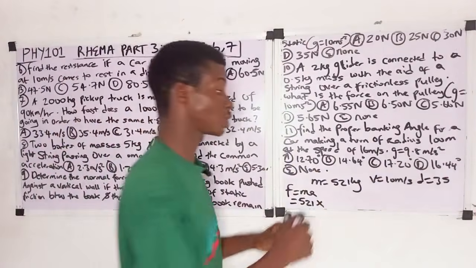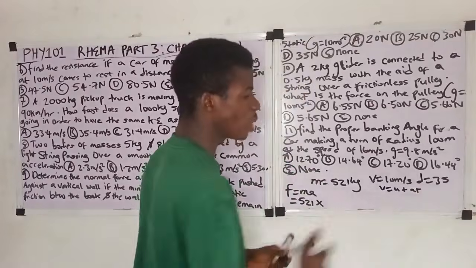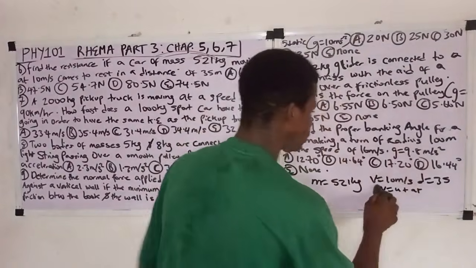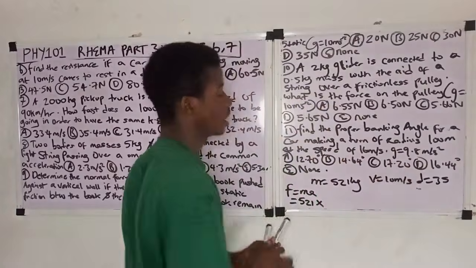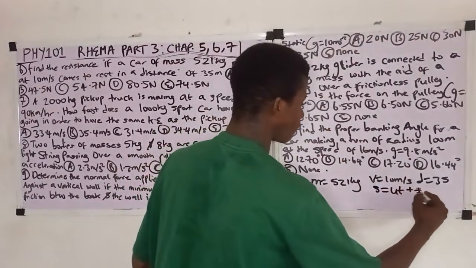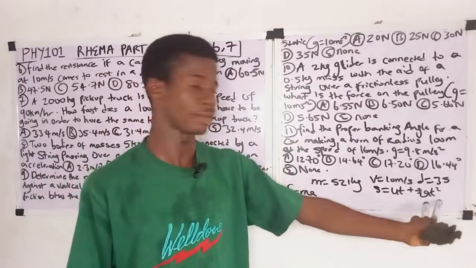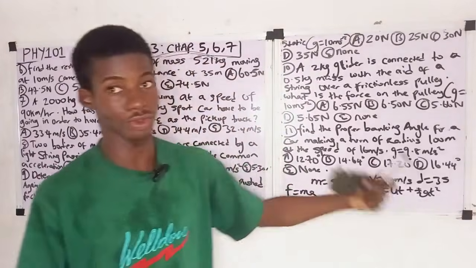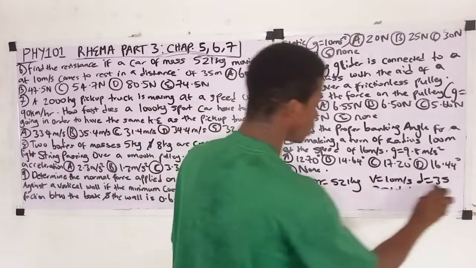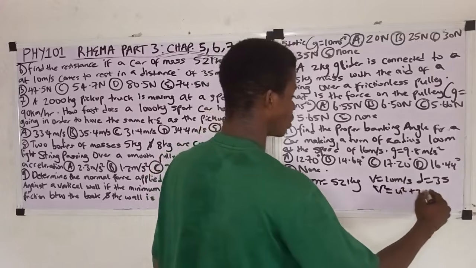Remember, there are three equations of linear motion. V equals u plus at. I'm not going to use this one, okay? And another one, s equals ut plus half at squared. We are not going to use this one because this one has time. It also has acceleration, so I'm not going to use it. Then the third one is v squared equals u squared plus 2as.